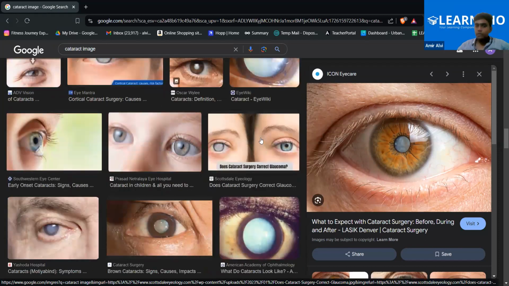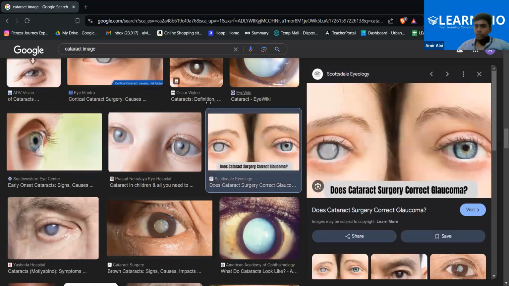So this is the surgery to correct cataract. As you can see, this is the eye before the surgery and this is after the surgery. You can see a cover is formed, a milky layer. It will be a little bit jelly-type thing, so that is removed by the surgery itself. There is no medicine for that.